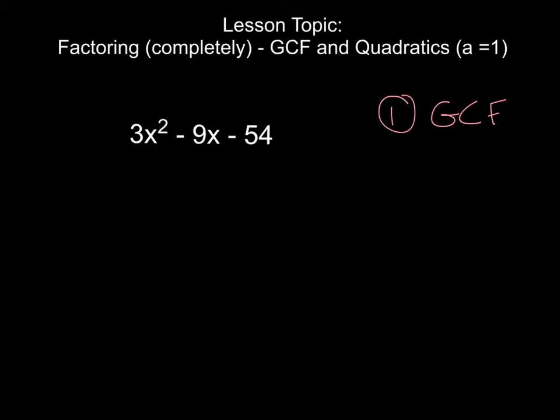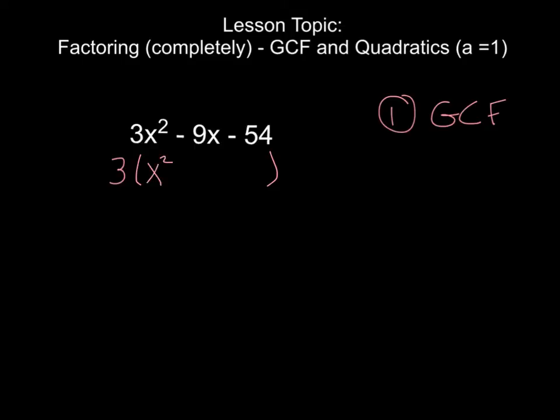There is a GCF in this problem because 3, 9, and 54 are all divisible by 3. So I'm going to factor out a 3. Since 54 does not have an x, we cannot factor out an x. Again, I'm going to put my parentheses down like so. And now 3 divided by 3 is 1, so that 3 has been factored out.